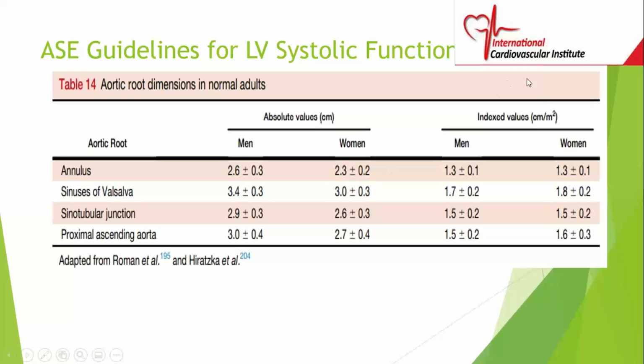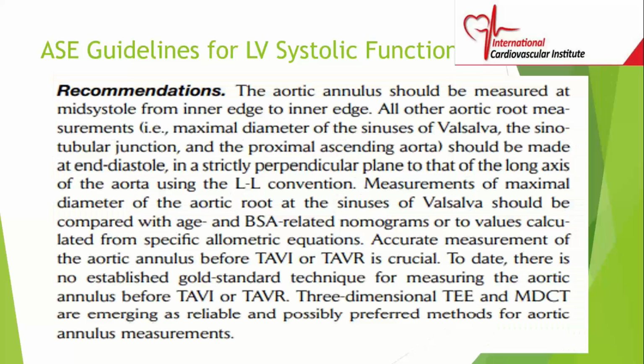And you can also get the index value as well. And then you have the measure for the sinus of Valsalva. So remember, the sinus of Valsalva is a little wider than the rest of the aorta. So for males, 3.4 plus or minus 0.3, females 3 plus or minus 0.3. And then the sinotubular junction, there are measures for that as well, and the proximal aorta. So you need to have an idea of these measurements.